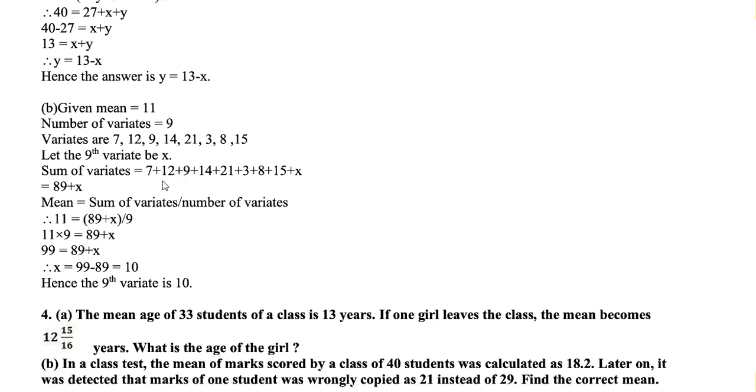After that, just add 7 plus 12 plus 9 plus 14 plus 21 plus 3 plus 8 plus 15 plus x. So the sum of variates will be 89 plus x. After that, what is the formula of the mean? That is the sum of variates divided by the number of variates. So 11 is equal to 89 plus x divided by 9. Just 2 or 3 steps of calculation, you will get x is equal to 10. So the ninth variate will be 10.